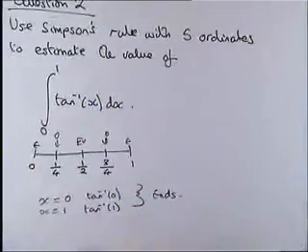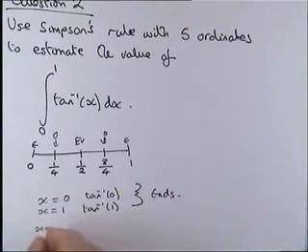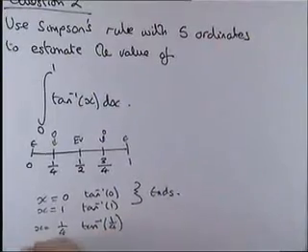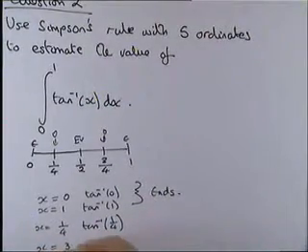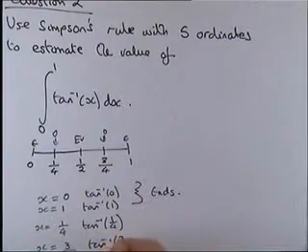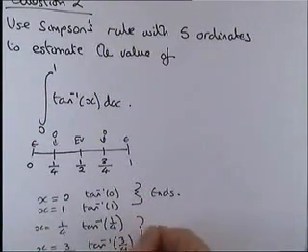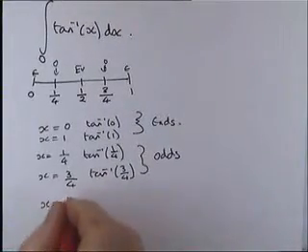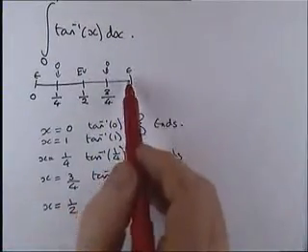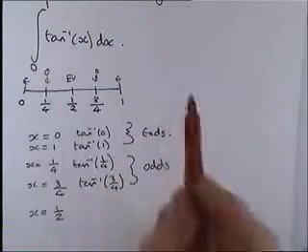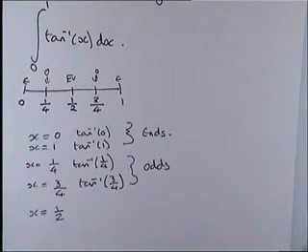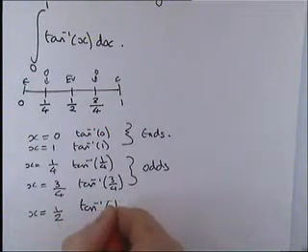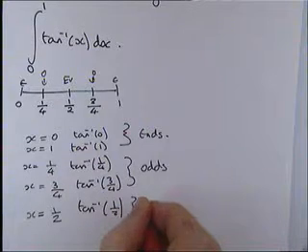So next, if we're going to do the odds, it's going to be x equals a quarter, so we get tan to the minus 1 of a quarter, and x equals 3/4, so we get tan to the minus 1 of 3/4, and these are the odds. And finally we'll deal with the even, which is x equals a half. Now you may say, what about this one here? Well, we've already dealt with that one with the ends, so don't double count them. Make sure you've only used them once. So we get tan to the minus 1 of a half, and that's the evens.